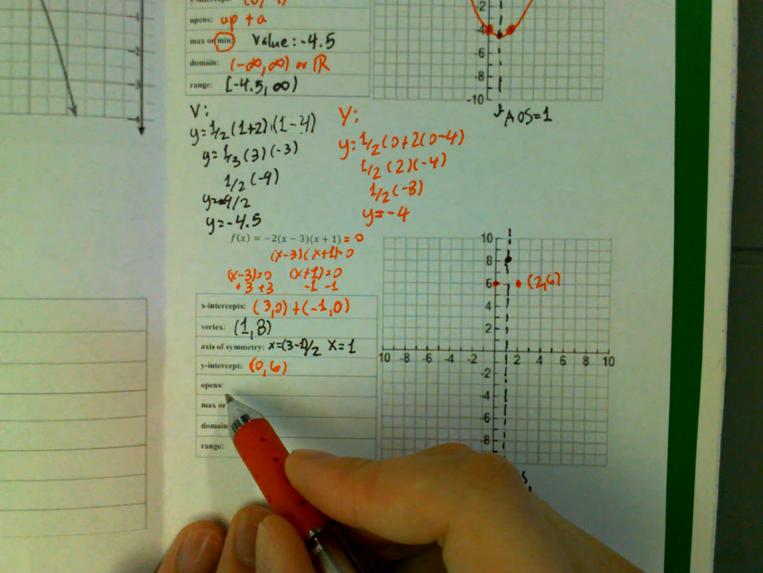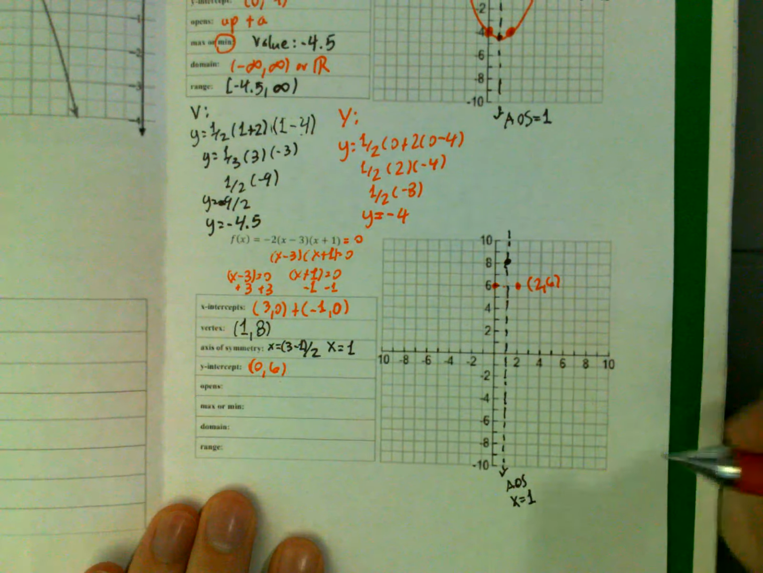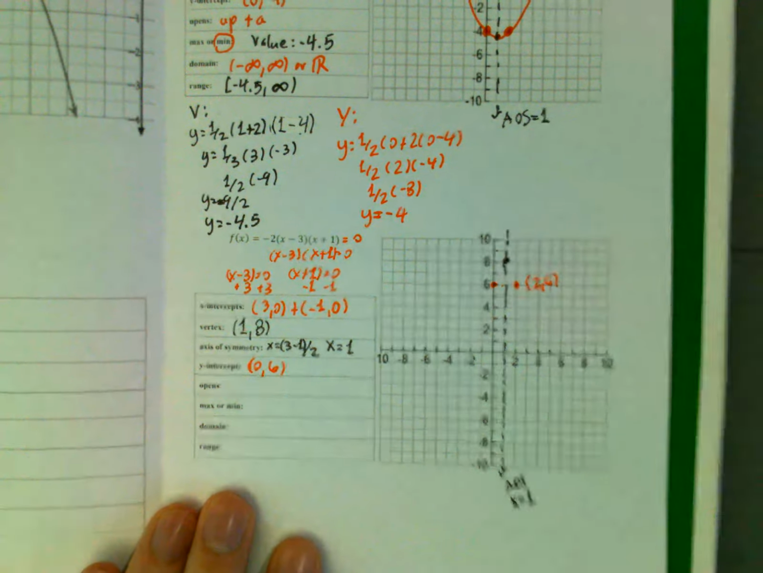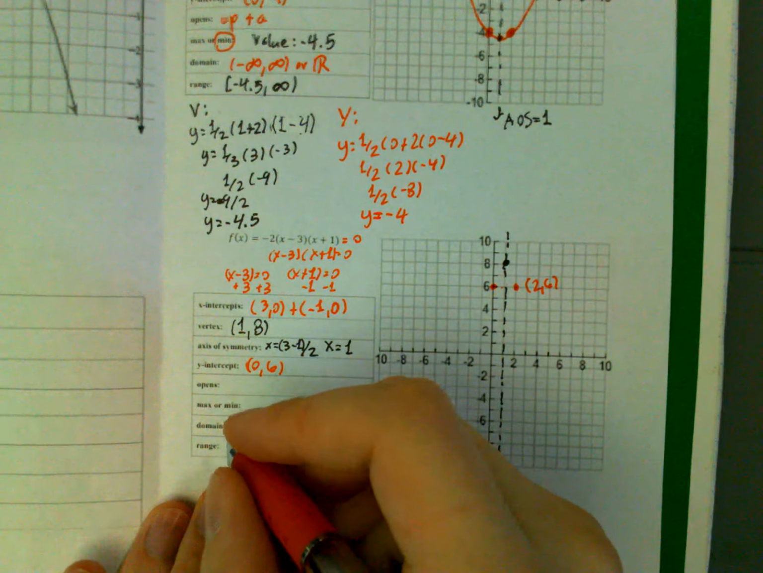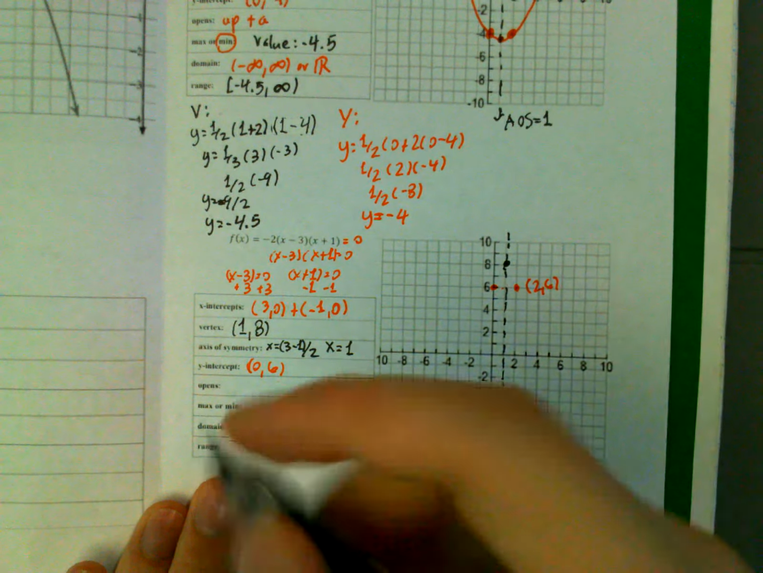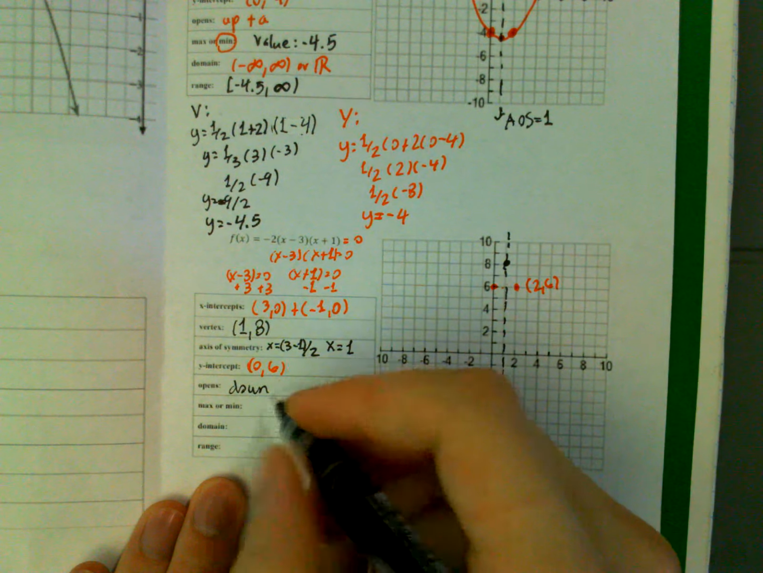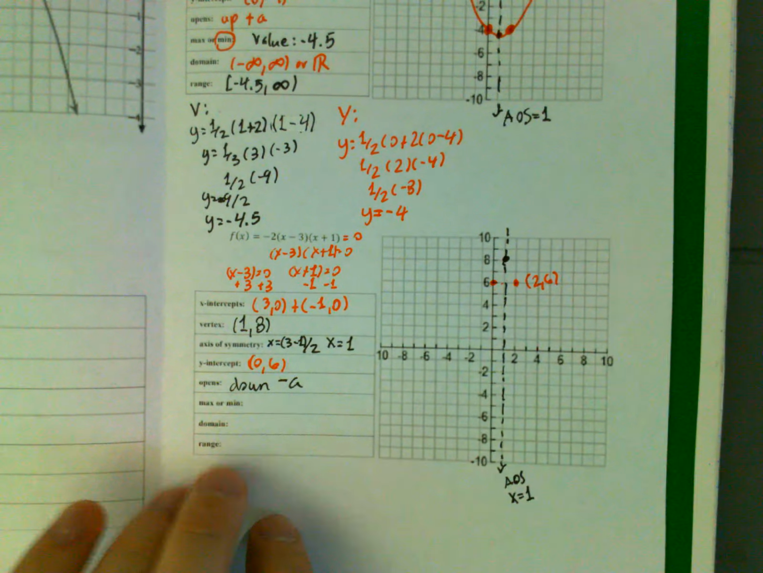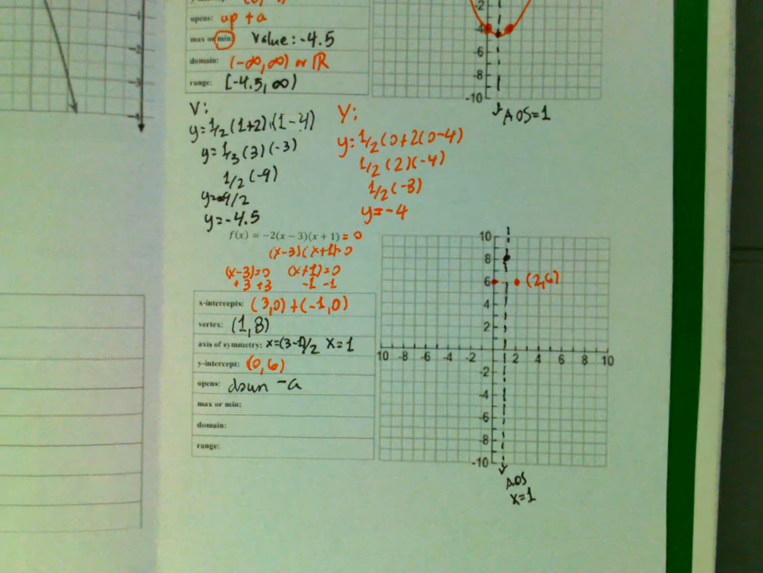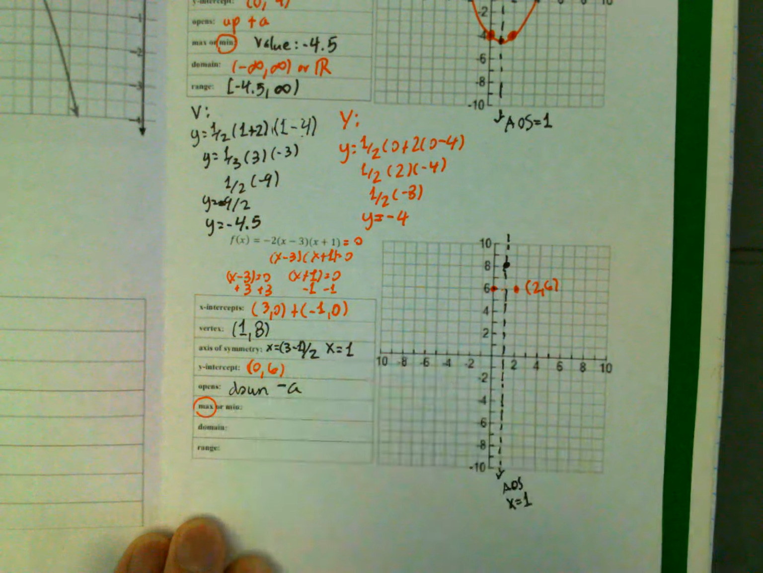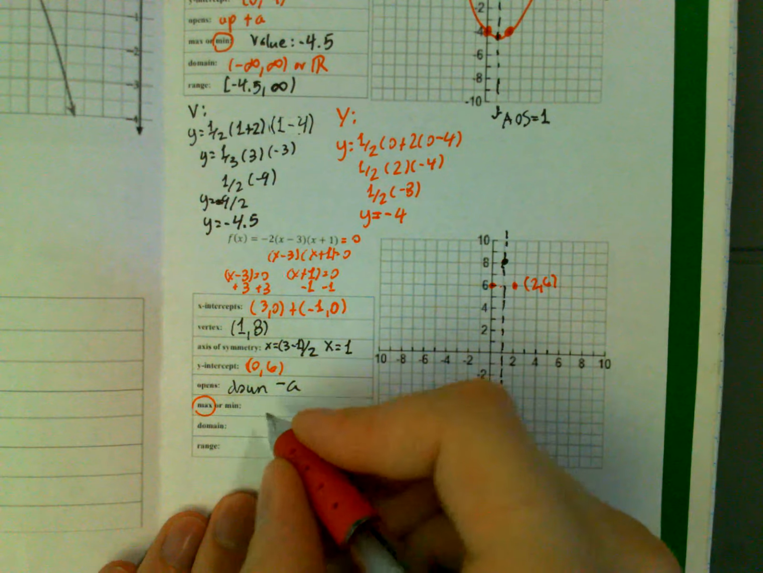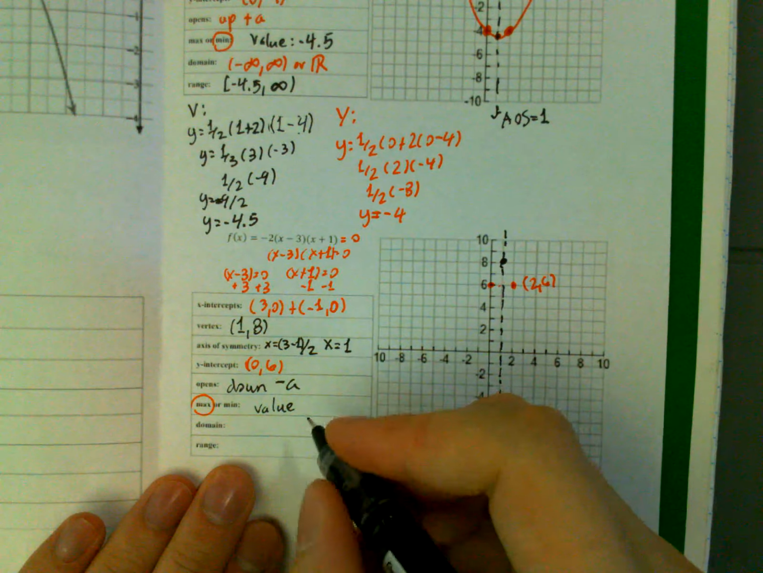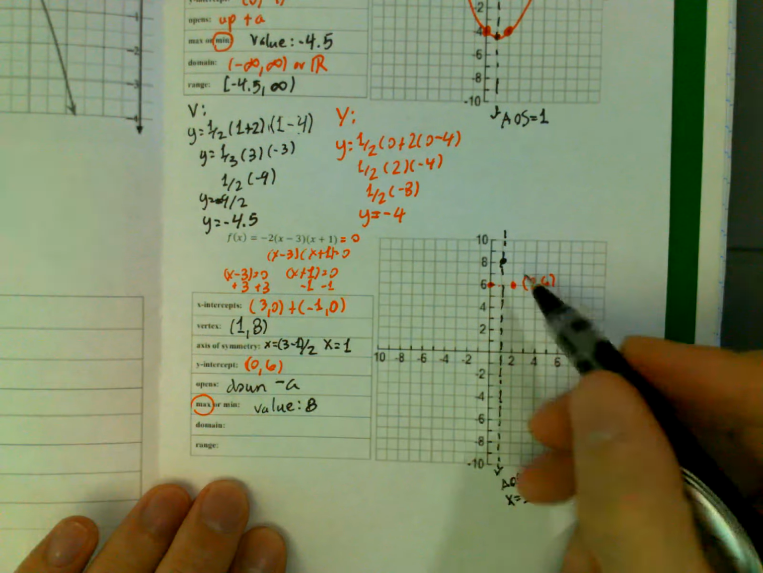Okay? Next up, it opens which way? Up or down? Down. So it's down like a crown, which means it's negative. If it opens like a cup, it's positive. That's how I used to remember. So it's down, which means A is negative, and sure enough it is negative 2. Fantastic. So, is it a max or a min? Max, right. And the value is 8. The maximum value is up here.